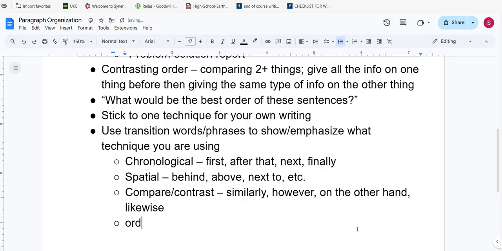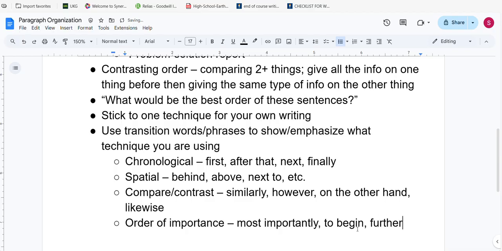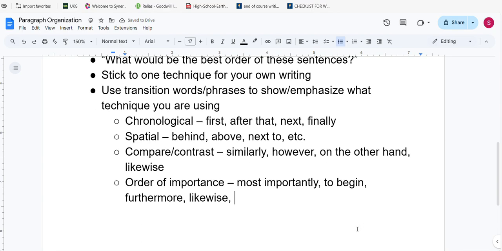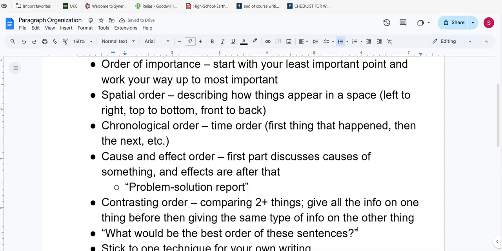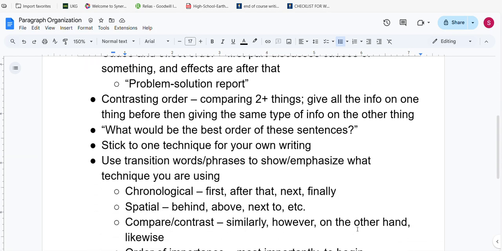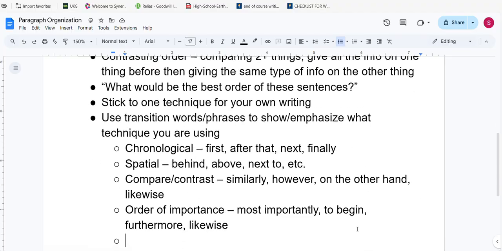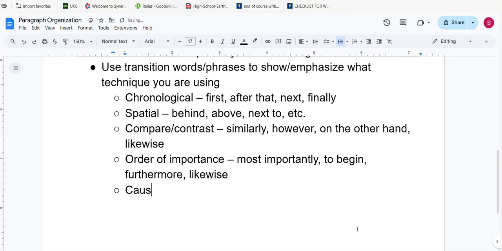If you're doing order of importance, you're going to see things like most importantly, or to begin, or furthermore, and likewise. Those are the kind you tend to give because they're going to be adding more information. What am I leaving off? Cause and effect, spatial, chronological, order of importance, contrasting. Did I hit them all? I think so. No, I didn't do cause and effect.